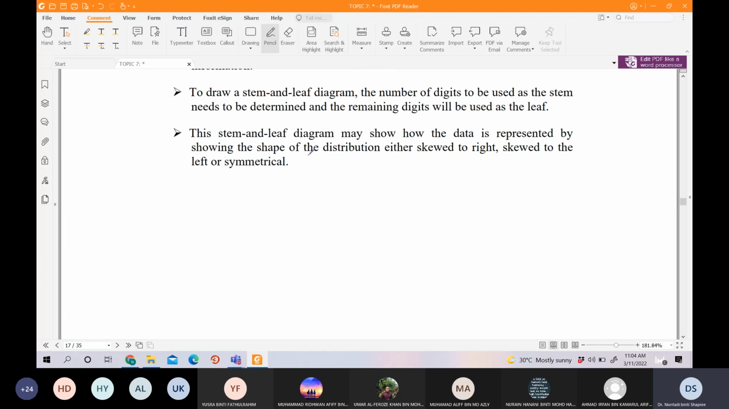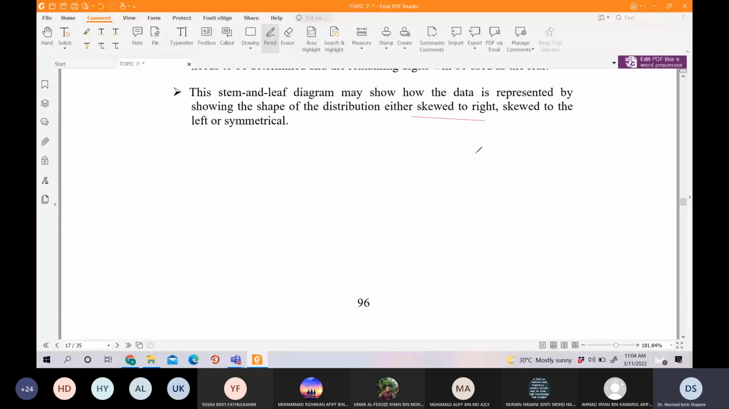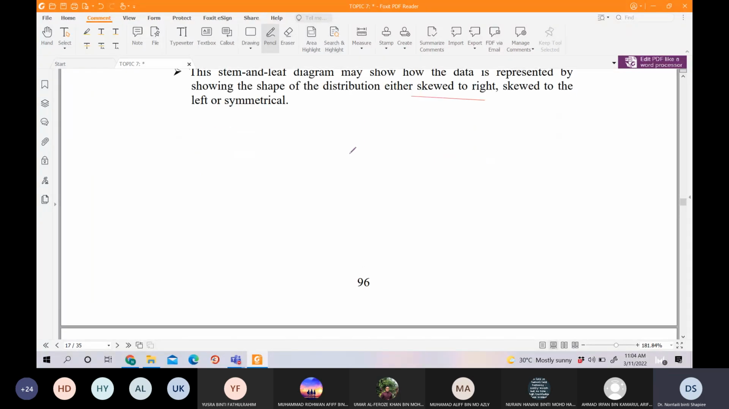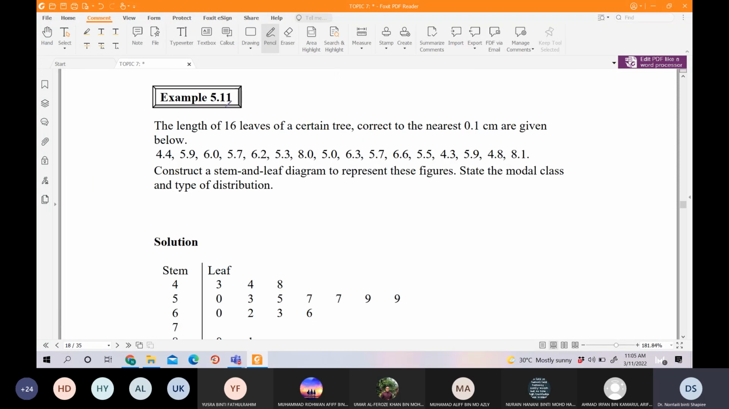With this, we can identify whether our graph or our data is skewed to the right, skewed to the left, or symmetrical. This is the type of the curve of the graph. But we can also tell from the stem and leaf diagram. How? So proceed to example 5.11.